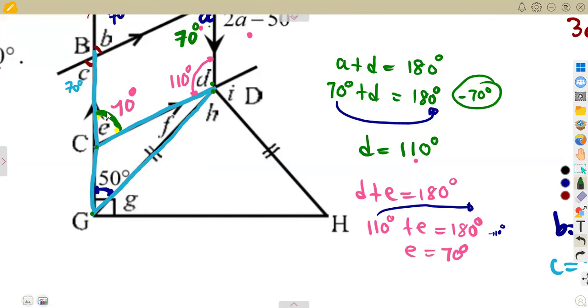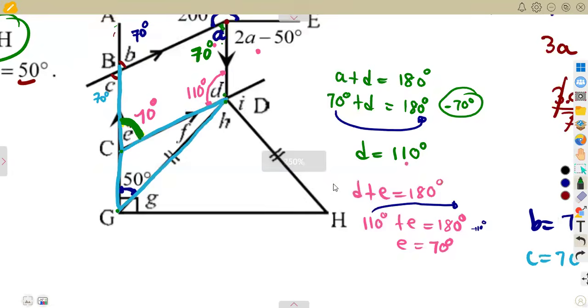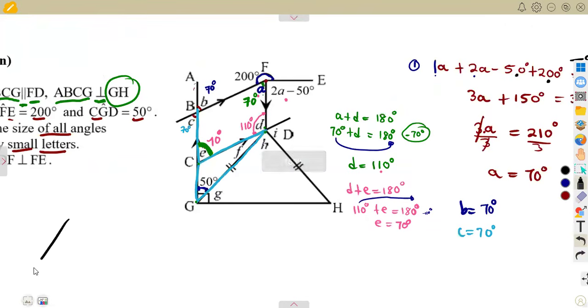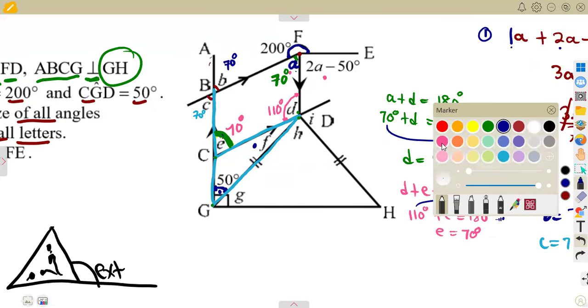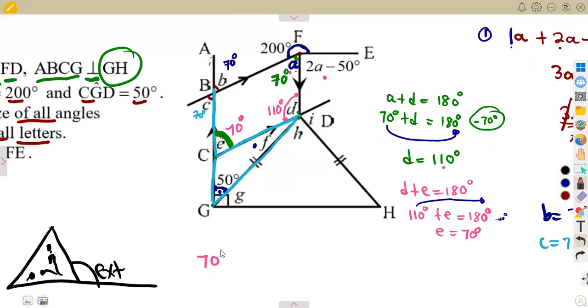This angle 70 is outside, so it is called an exterior angle. Remember what I said about the exterior angle of a triangle. If you're given a triangle like this, the exterior angle that is outside is equal to the sum of these two opposite interior angles. So the 70 degrees that we are seeing here is equal to the sum of this 50 and this F. It means 70 is equal to the sum of this 50 degrees and this F.